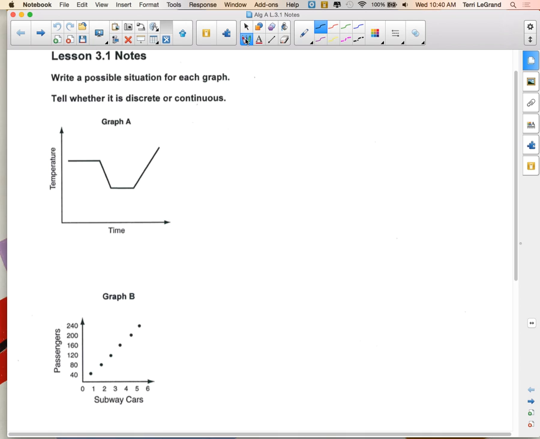So let's call this one our graph A. Let's just call it number 1, okay? Graph A, let's just call it number 1. So first of all, is that a discrete graph or a continuous graph? Continuous. How do we know the difference? What's the difference between a discrete and a continuous graph?